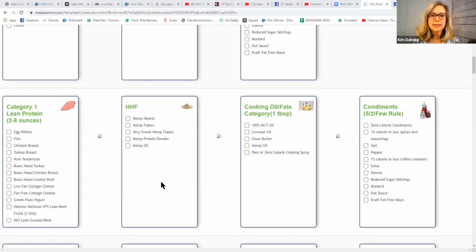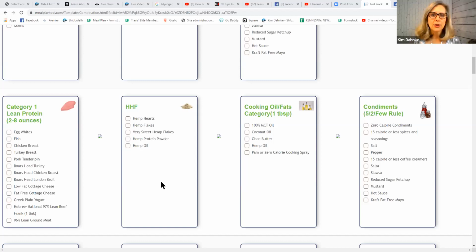Because nutrition is situational. So if you are trying to lose weight, then your hemp flakes are going to be better for you. They're like a 10 on a scale of 1 to 10. They're top notch for weight loss, but they're more like an 8 for wellness. They're still great for wellness, but they're better for weight loss.